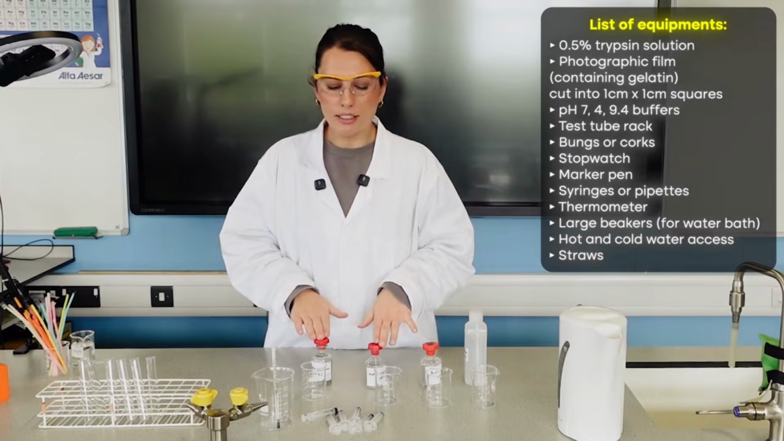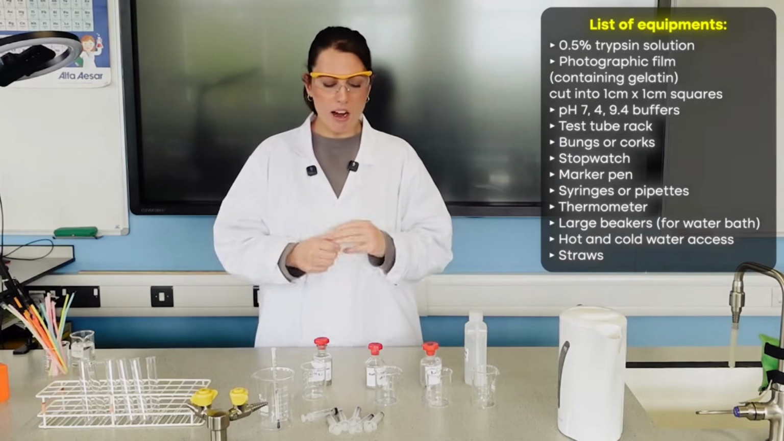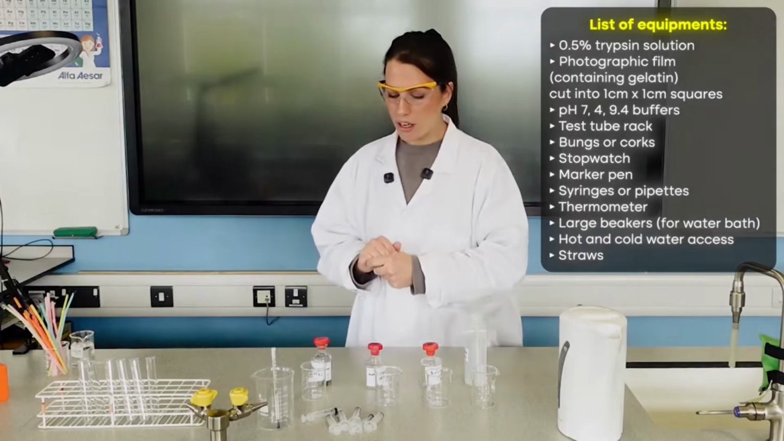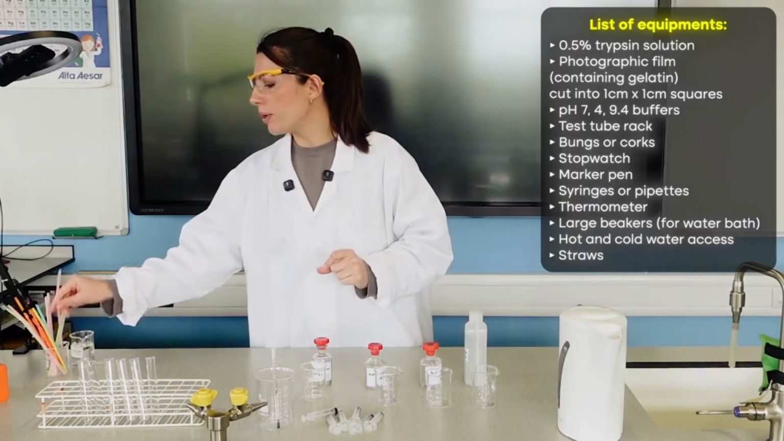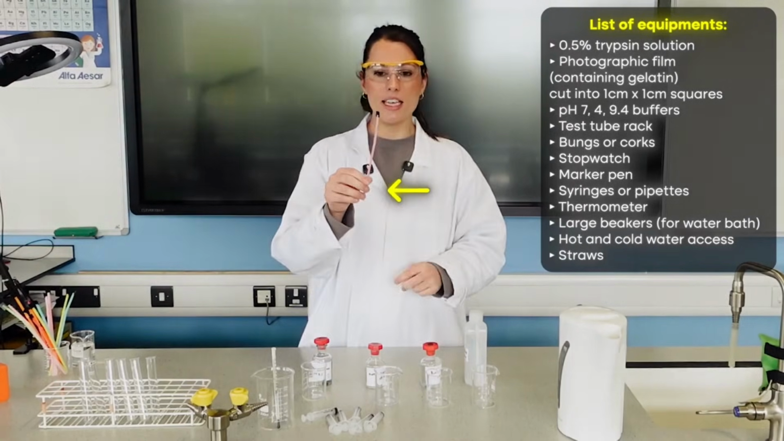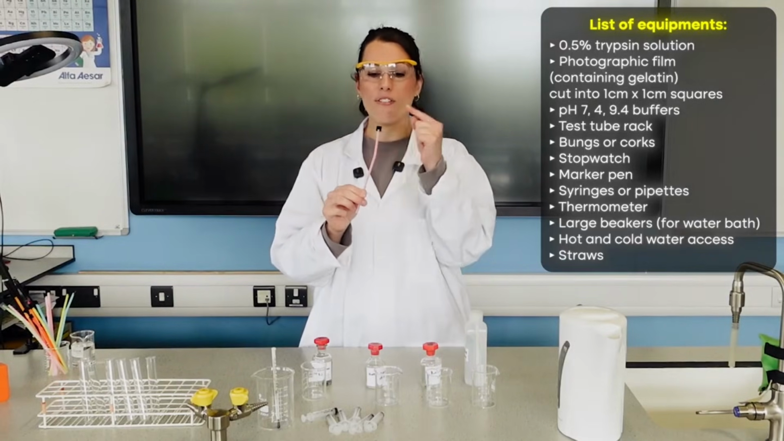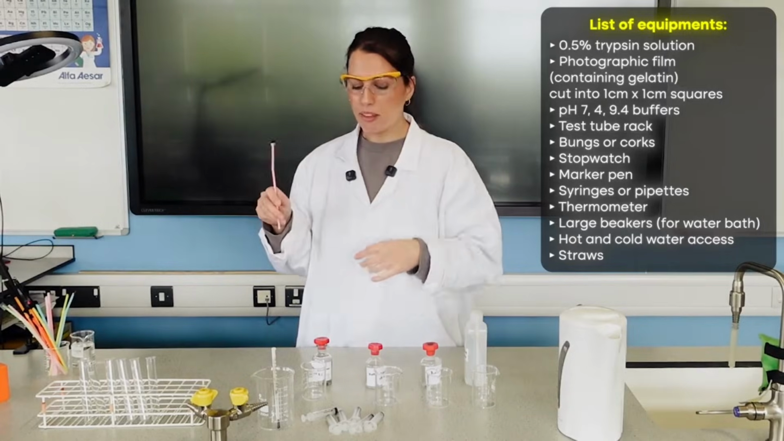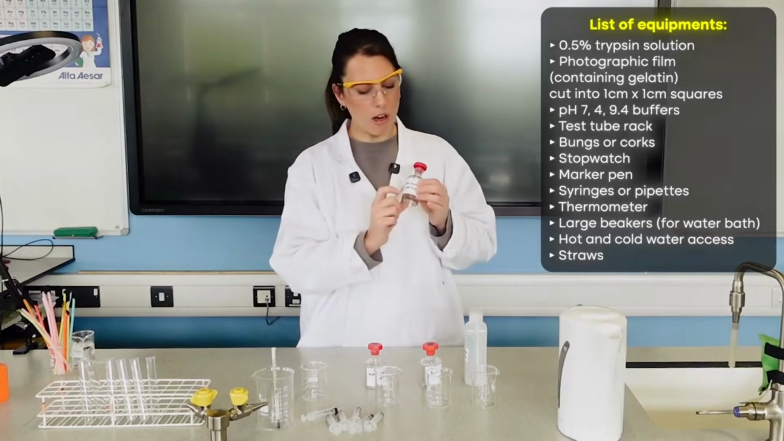So the equipment that you're going to need for this experiment is, I'm actually going to do pH as the variable that I'm changing, and we are using trypsin, and we are going to be looking at how long it takes it to digest the gelatin in our photographic film. So that is our substrate. The enzyme is trypsin, and we are changing the variable of pH.